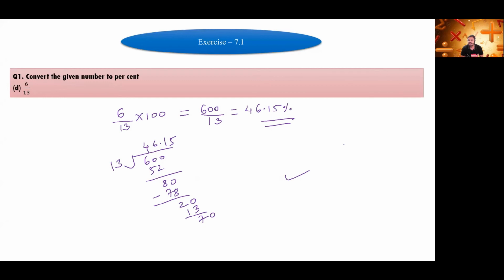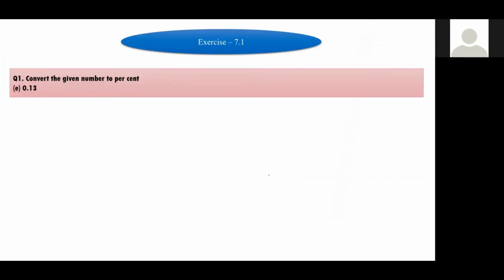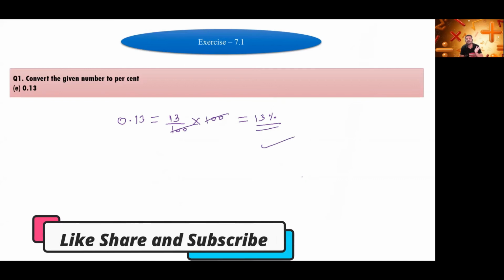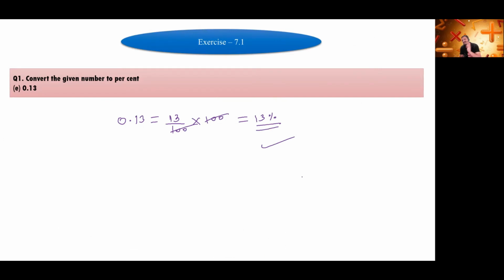Yes, sir. Yes, next, who will give the answer? Yes, bolo Palak. Yes, sir. 13% is the answer. Now, this value is given in terms of decimal. First, what you do? Ye decimal ko fraction mein convert kar do. Ye ho jayega 13 divided by 100. Okay. Ab isko percentage mein convert karna hai, to multiplied by 100. This 100 gets cancelled. 13%. Okay, so if you are having the decimal, first convert that decimal into fraction, and after converting it into fraction, convert that fraction into percentage. Yes, sir. Okay. Next one.